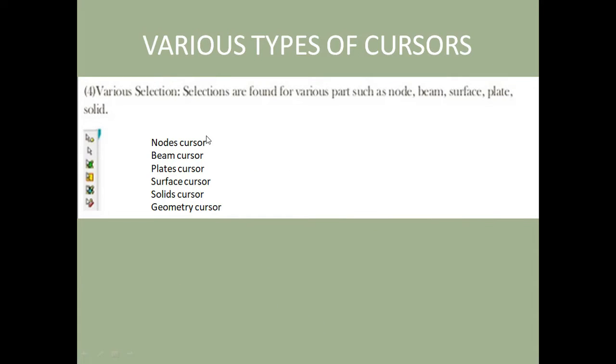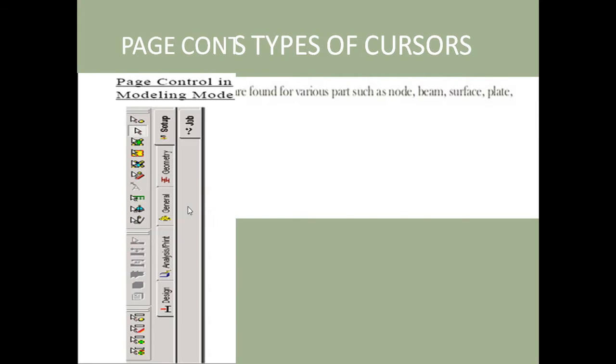Here we have different types of cursors in the STAAD.Pro software. The first one is the node cursor for joints, the beam cursor for beams, and the plate cursor for plate elements. Surface is also for members, solid is for solid elements, and there is also geometry.